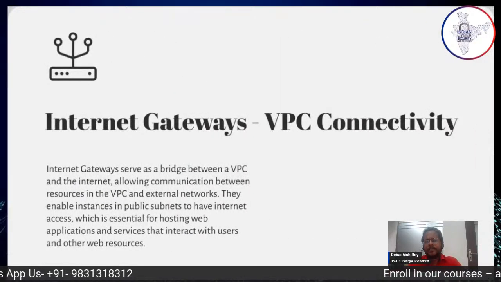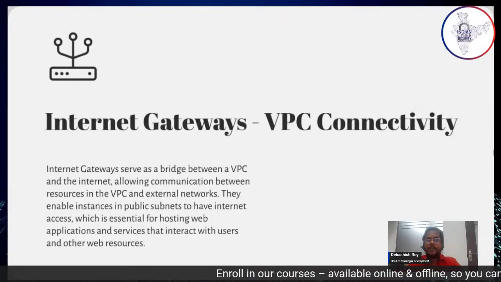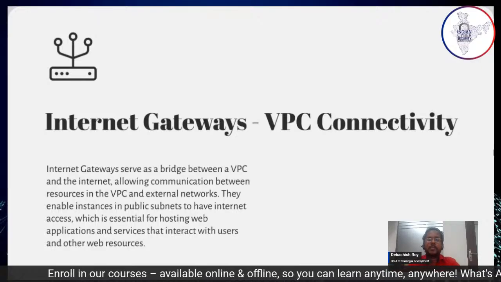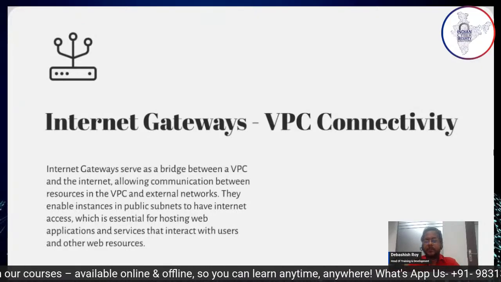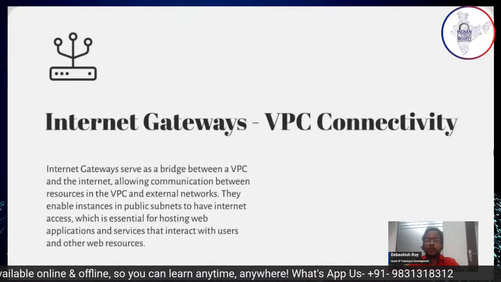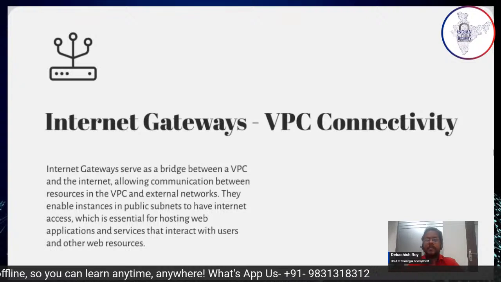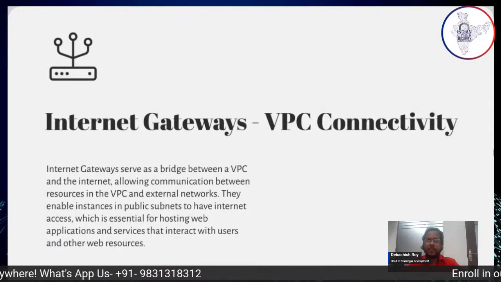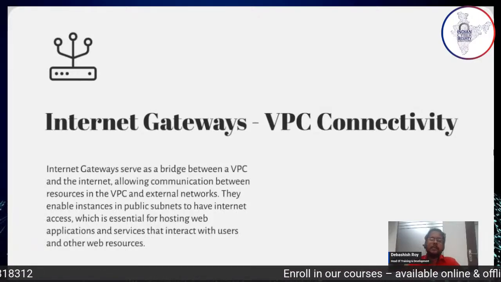Then internet gateways for the VPC connectivity that I was telling you. Internet gateways serve as a bridge between a VPC and the internet, and they allow communication between resources in the VPC and the external network. They enable instances in public subnets to have internet access, and this is essential for hosting web applications and the services that interact with users and other web resources.